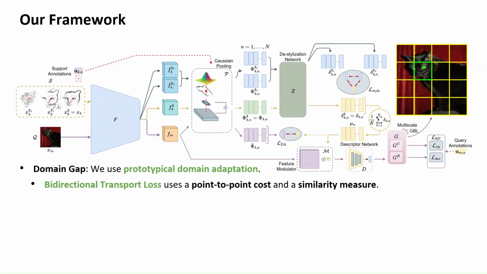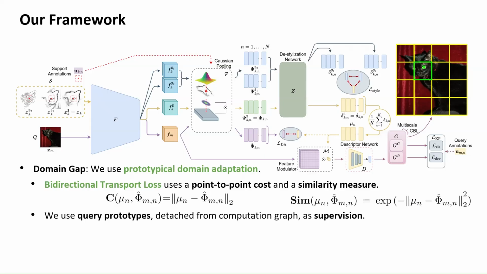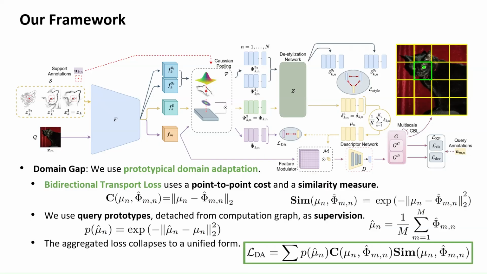These two transport costs depend on a point-to-point cost and a similarity measure. Although the original bidirectional transport loss was used in an unsupervised setting, we compute the query key point prototypes from the ground truth locations, detach them from the computation graph, and use them as a supervision signal. In particular, we use a probability measure of how close the query prototypes are from the support prototypes. Although the original bidirectional transport loss had two terms for two directions for classification task, in case of key point embedding regression, in supervised setting, it collapses into a unified form.